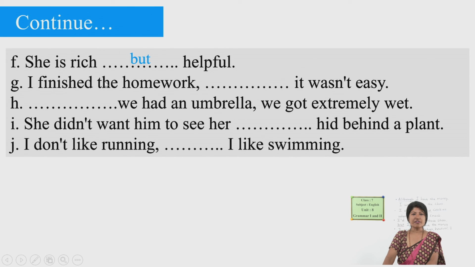Number G. I finished the homework. However, it wasn't easy. I finished it. However, it wasn't easy. See, contrasting. I finished the homework, but it wasn't easy. However, it wasn't easy. That fits. Number H. We had an umbrella. We got extremely wet. Although we had an umbrella, we got extremely wet. Number I. She didn't want him to see her, blank, hid behind a plant. What fits over here? Which word fits over here?